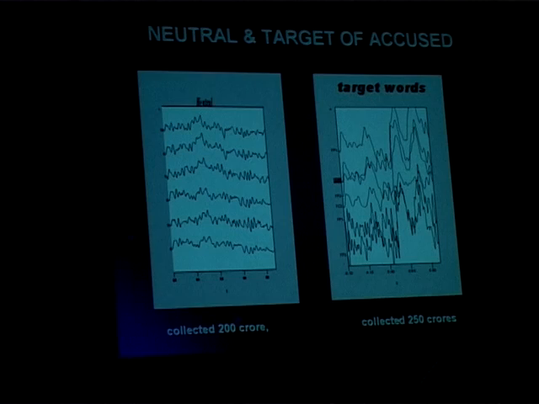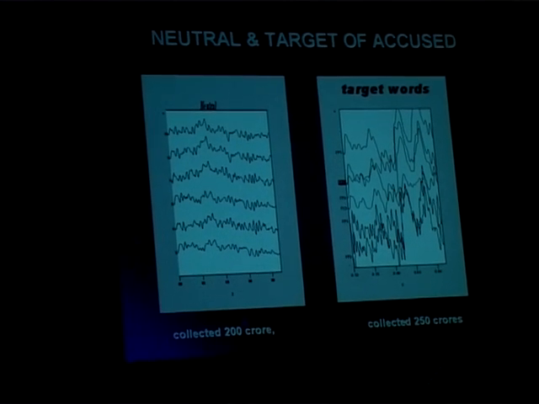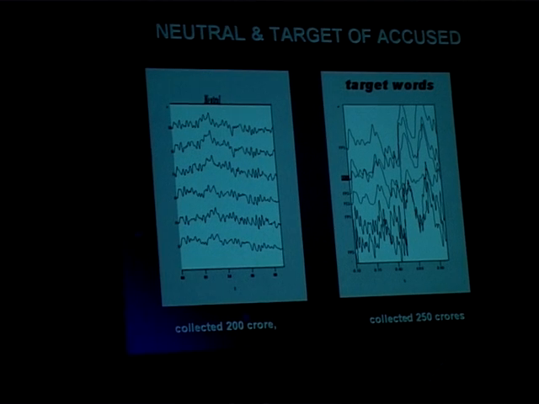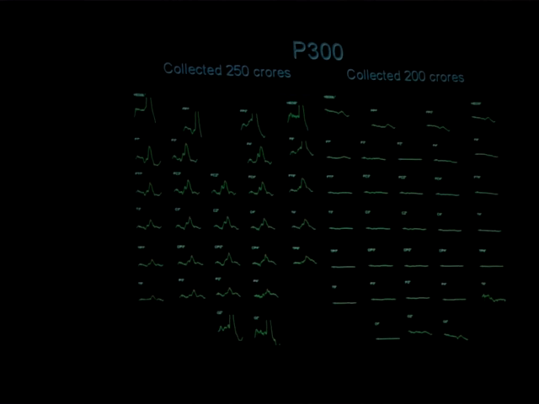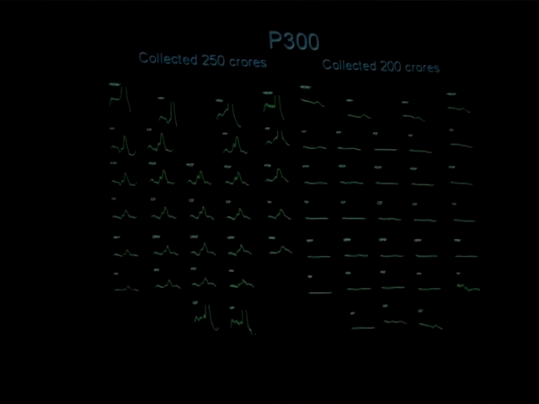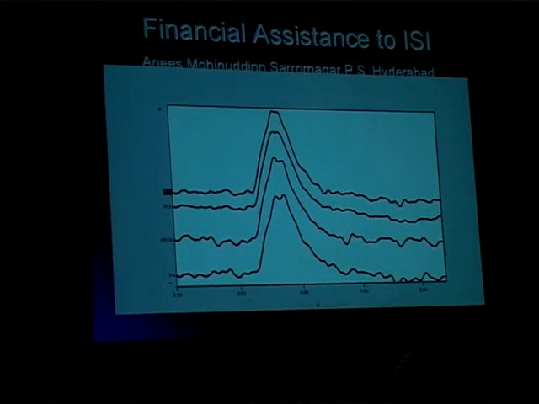flats he had purchased in Mumbai, where all the amount had been stored, and how much he had contributed to the temples. So all that was recovered later. This is the significance of the P300 that is generated for 200 crores and 250 crores.